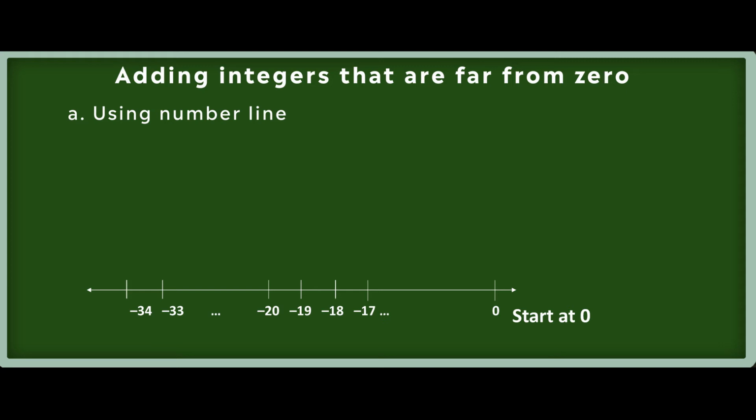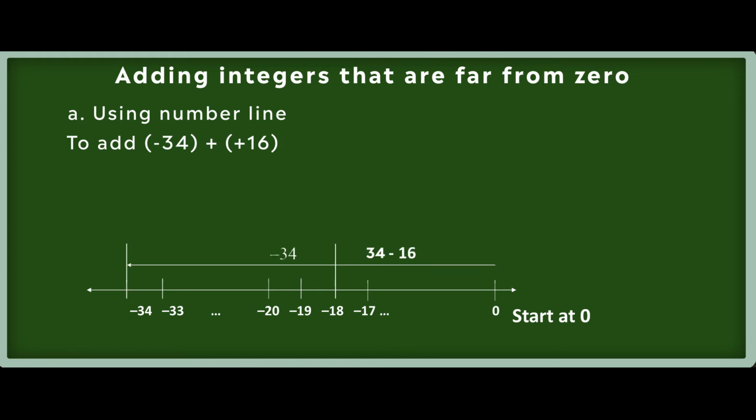We can start from 0. For example, let's add negative 34 plus positive 16. As we are starting from 0, move from 0 to the left till you reach negative 34. Now to negative 34, you have to add positive 16.